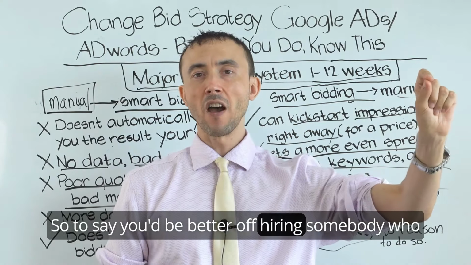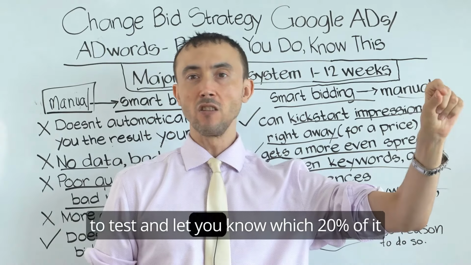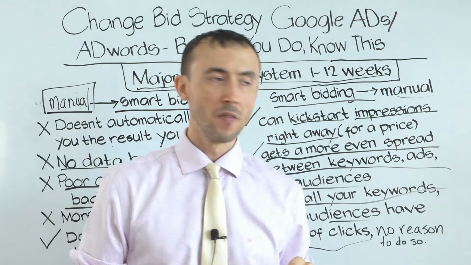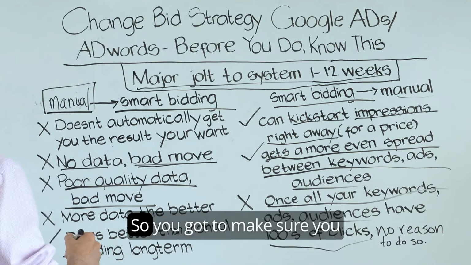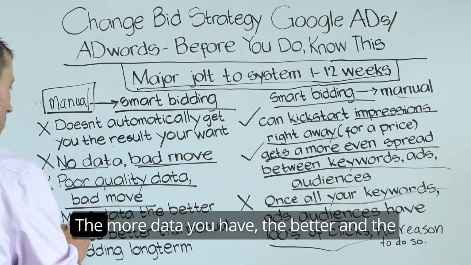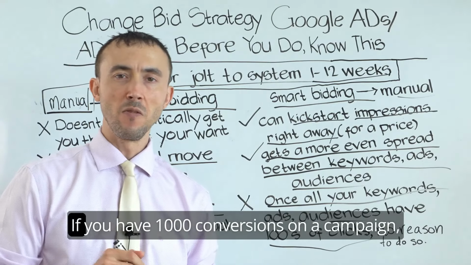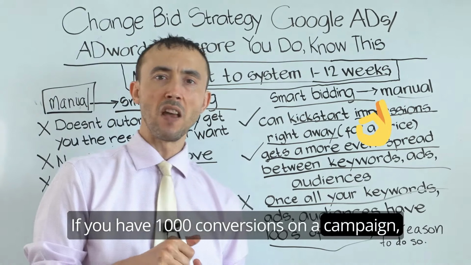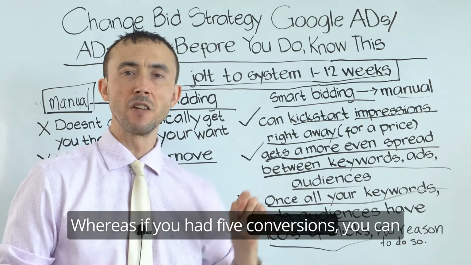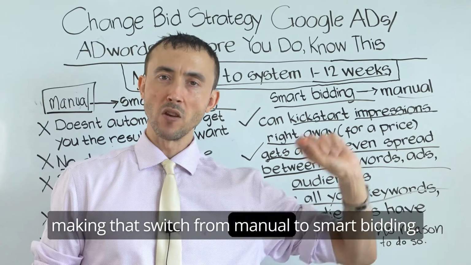You'd be better off hiring somebody who just, all they do is test the stuff you want to test and let you know which 20% of it could work. And then only make changes then. So you've got to make sure you have the right data before you switch. The more data you have, the better, and the less volatility in your results you're going to get. If you have 1,000 conversions on a campaign and you go from manual to smart bidding, you probably aren't going to notice anything. Whereas if you had 5 conversions, you're going to have a lot of volatility in your results making that switch from manual to smart bidding.